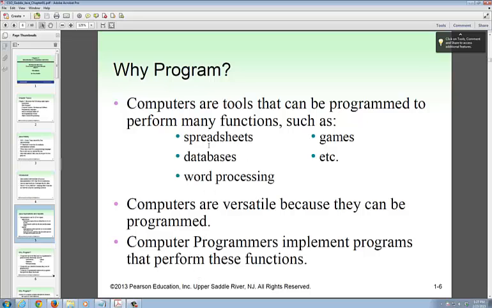There are various programs, as you can see here. There are spreadsheets, databases, word processing, games as well. If you ever get a chance to take a game class with me, I hope you do. You're going to be developing a lot of games.